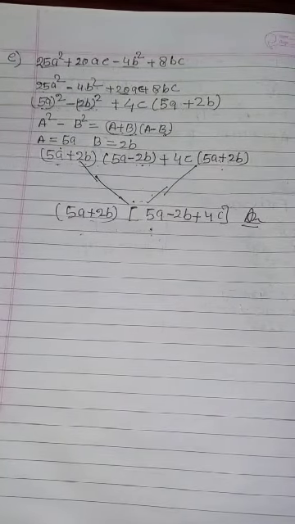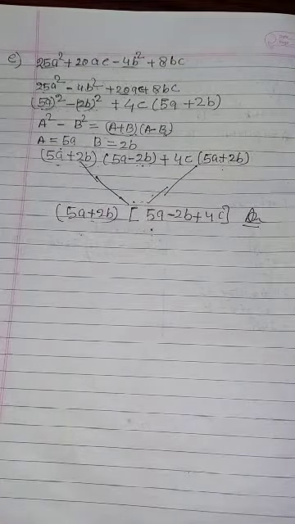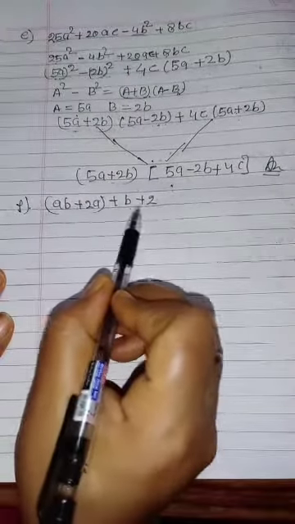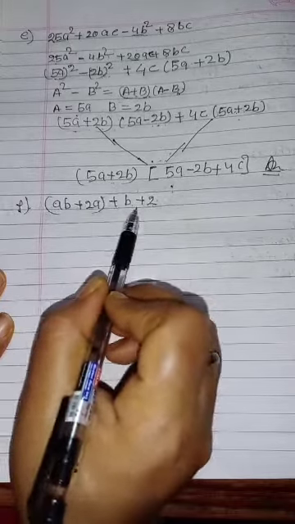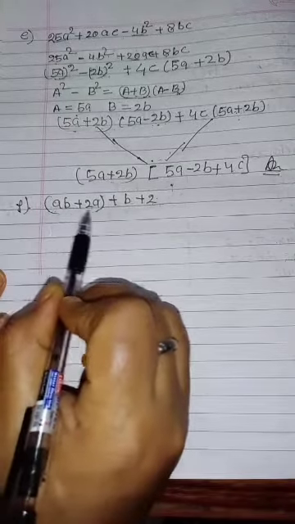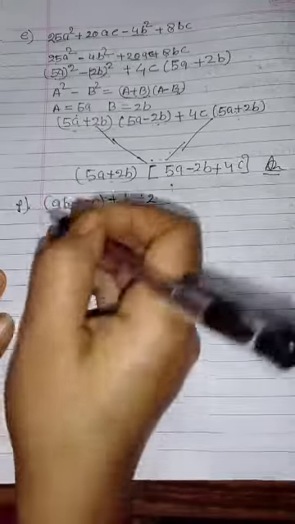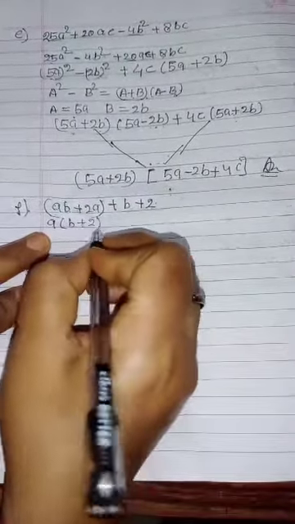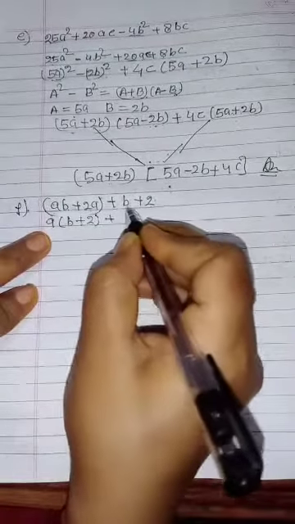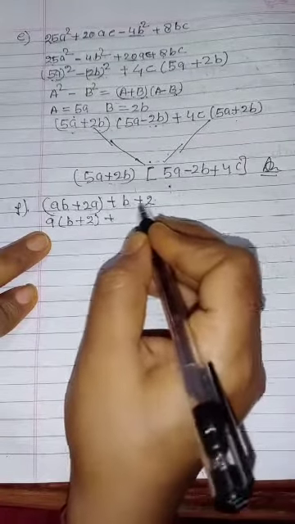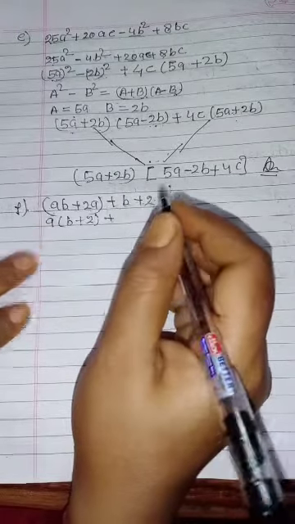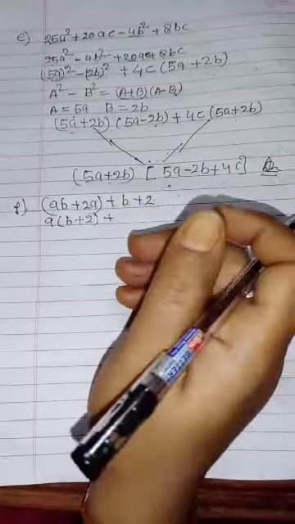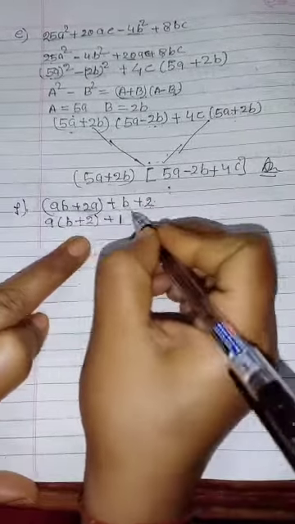Now see the next part of this question. Beta, ab plus 2a plus b plus 2. This is your question now. You can see that in these two terms a is common, so you just take out a as common. What will remain now? Here b will remain and plus 2 will remain. And along with these two terms, 1 will be common. Take 1 as common. So what will remain?